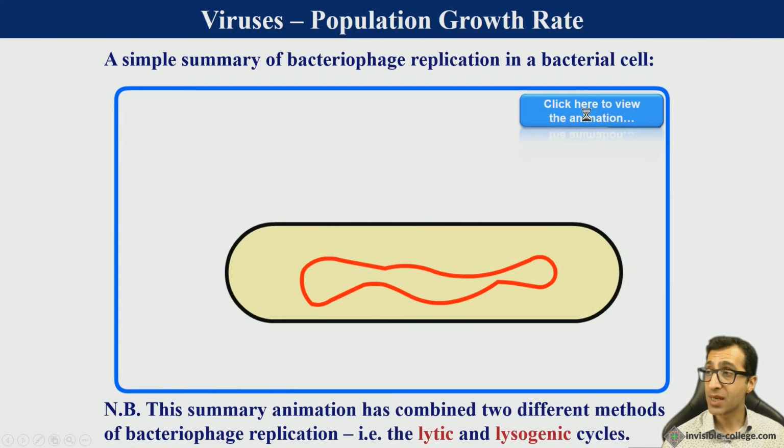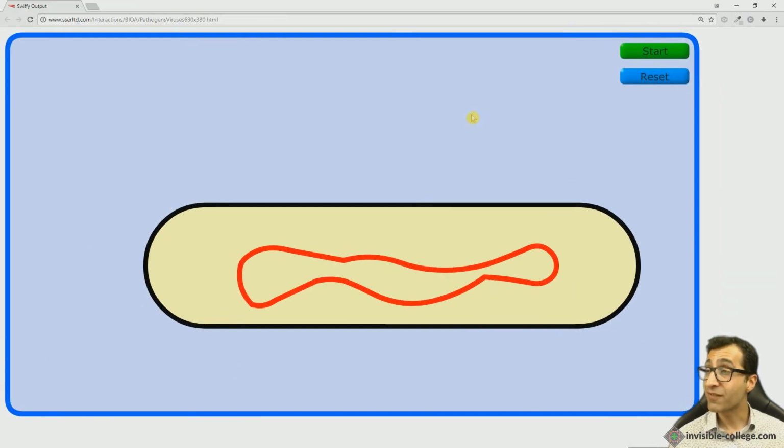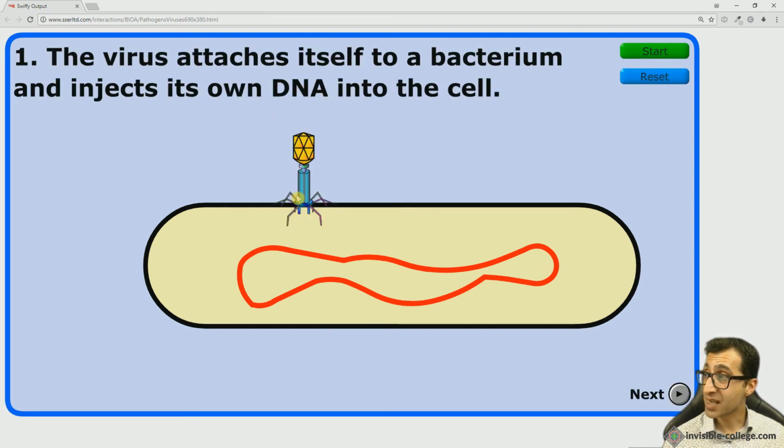So this animation here, if I bring it up on the screen for you, this illustrates the life cycle of a bacteriophage virus. Now, bacteriophage viruses are the viruses which infect bacterial cells. So here we have the bacterial cell represented by this diagram. This red loop here represents the bacterial chromosome. So to begin with, the virus infects and attaches itself to the cell surface, the cell wall. It injects its own DNA or RNA into the host bacterial cell.